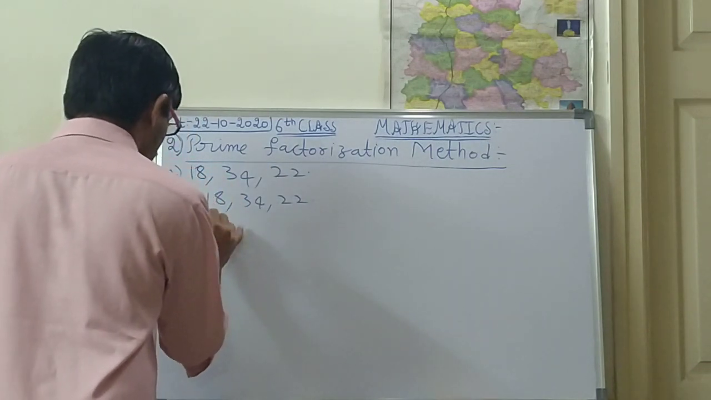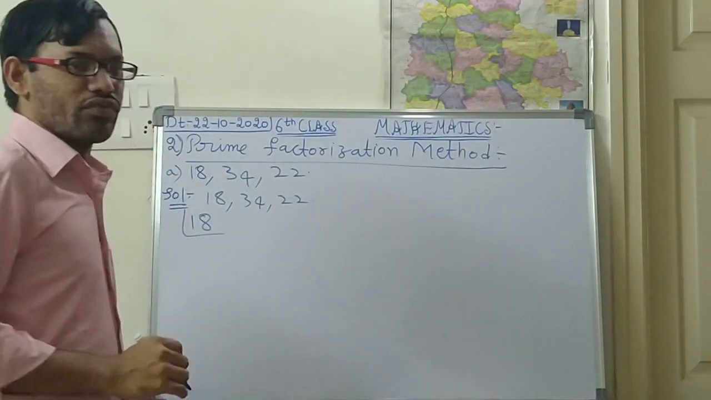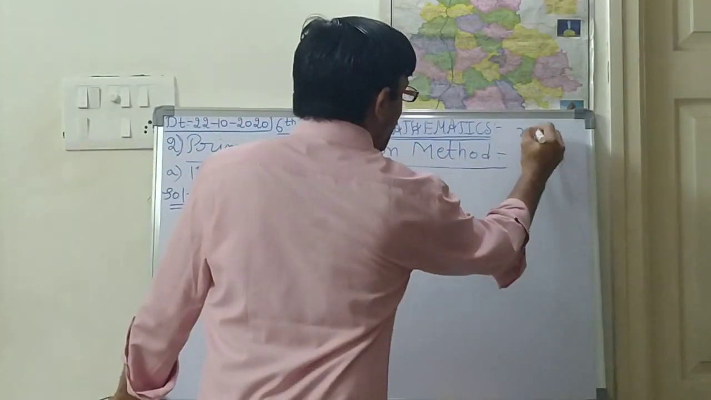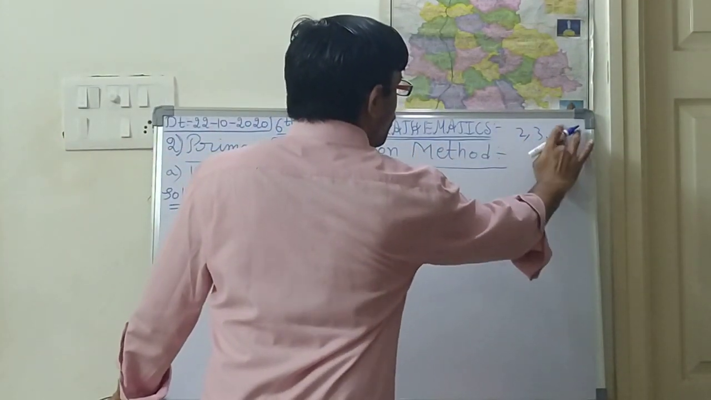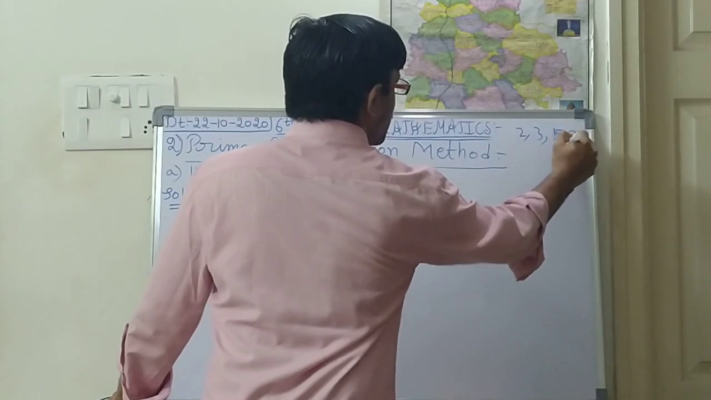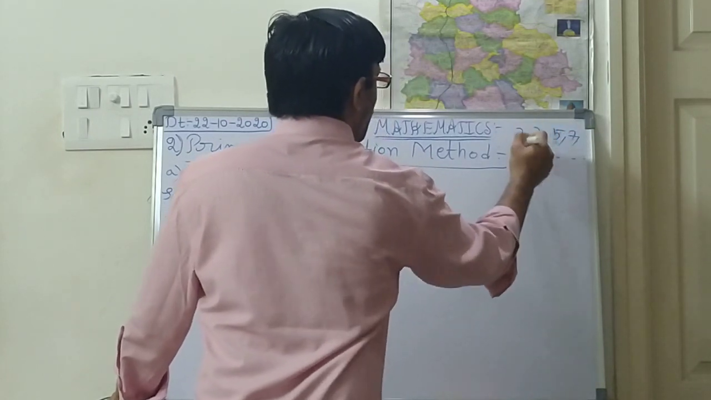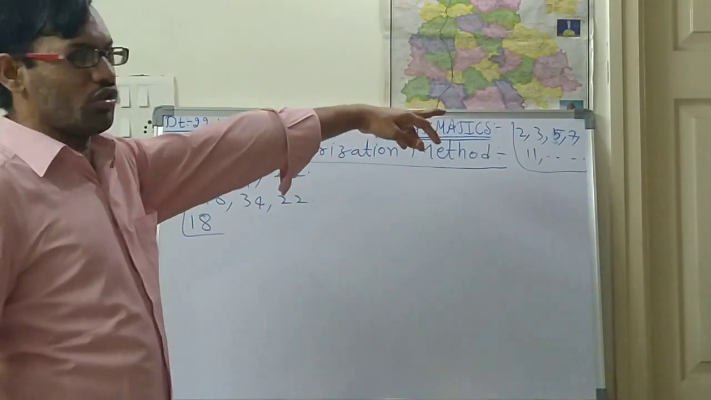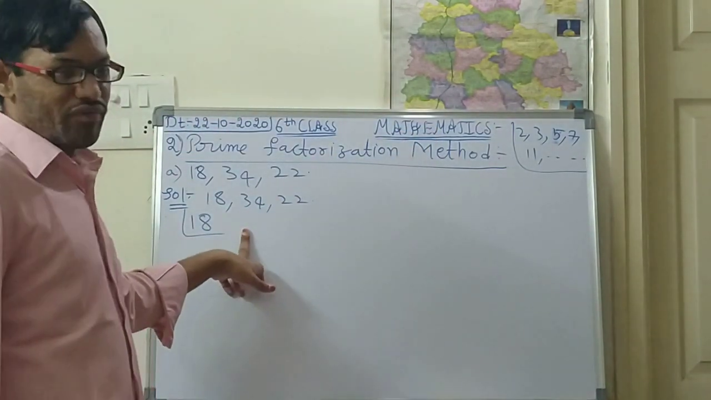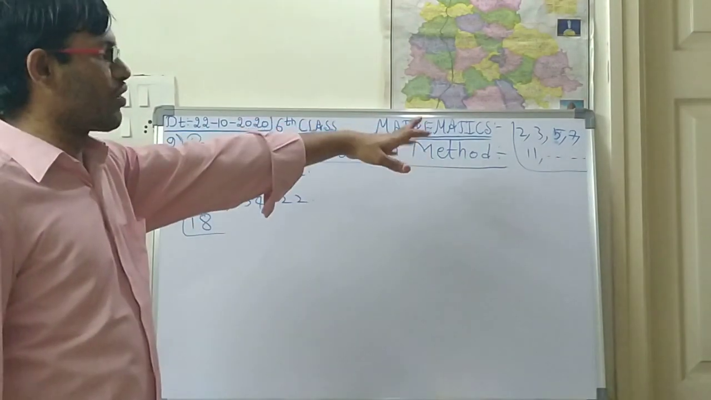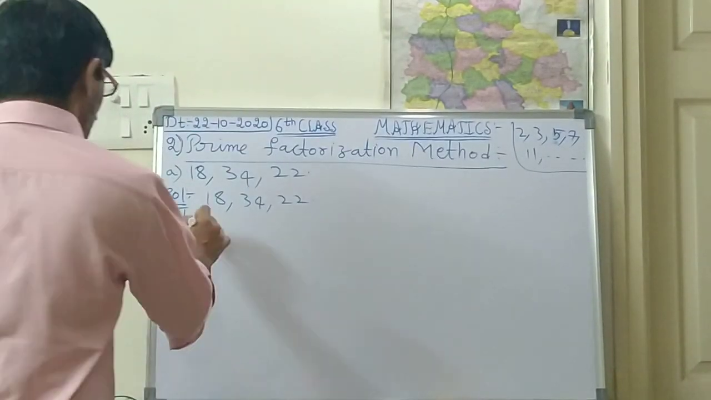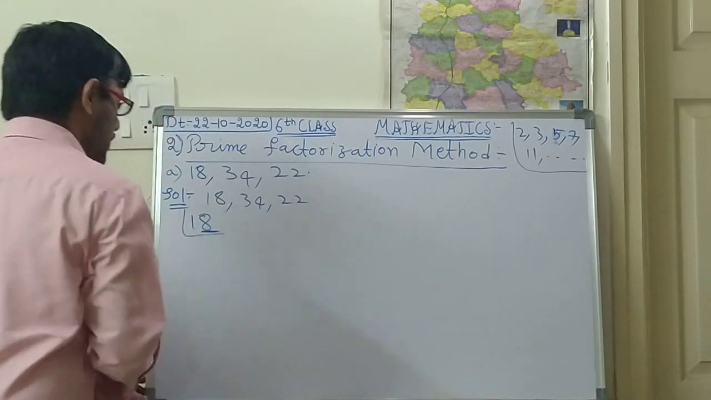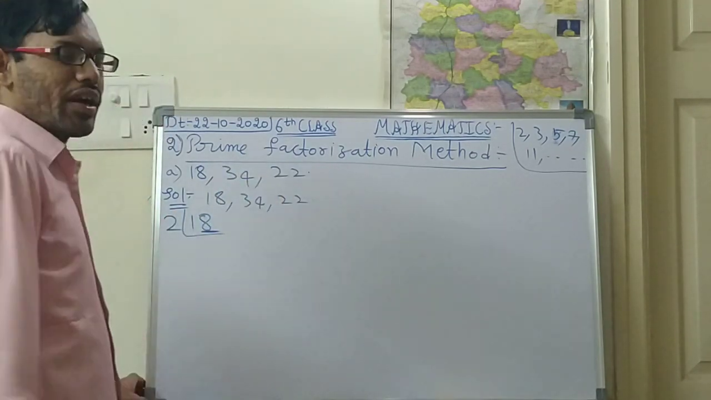Now first we should find the factors of 18. So what is the first prime number? 2 only. 2, 3, 5, 7, 11 and so on. These are the prime numbers. So first you write down like that before doing this prime factorization. Just up to 11 is enough. So here 18, in which table is 18 going? See the ones place digit. It is divisible by 2.